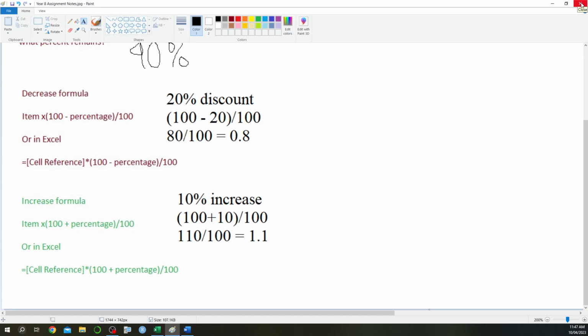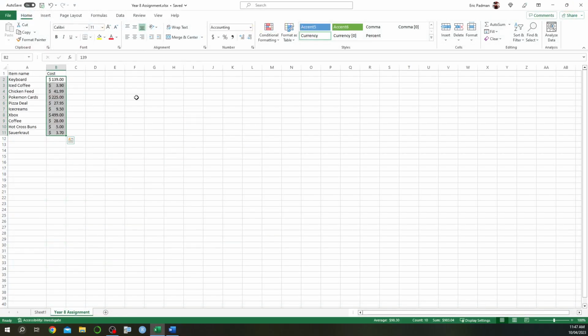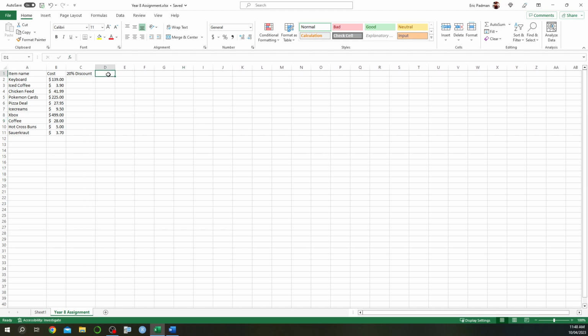All right, now going back to here, let's go and use that. So my first one, I want to have a decrease. Let's call it a 20% decrease, discount. Okay, I'm going to increase my cells so I can read all of that because I'm going to have other things in here. Now I had 3 discounts and 2 increases. So I'm actually going to put my 10% increase over here.